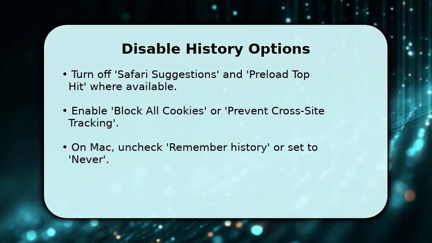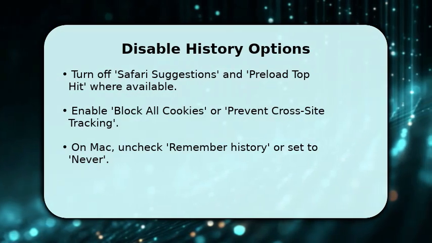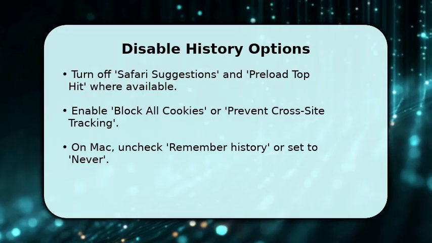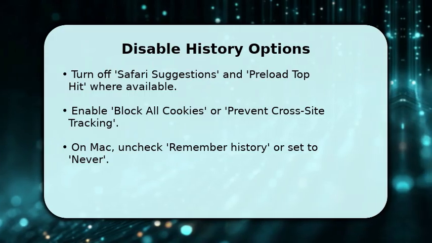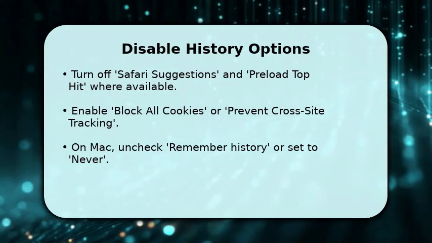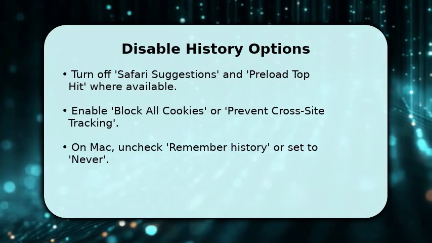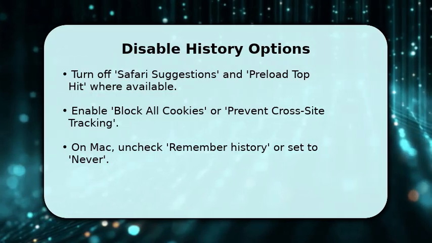Next, disable the specific features that record or share your browsing. You'll turn off Safari suggestions and any preload settings because they save queries and pages. Then enable Prevent Cross-Site Tracking and consider blocking cookies. These reduce stored data that becomes part of history.